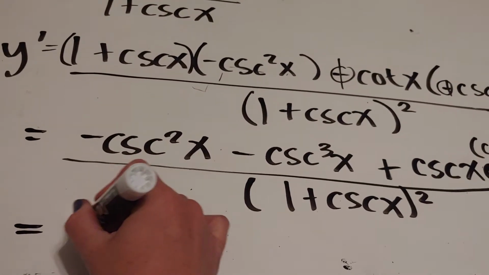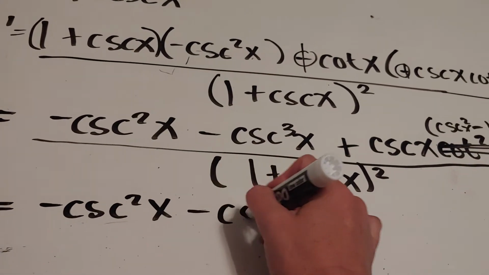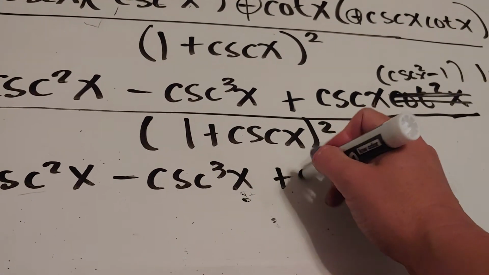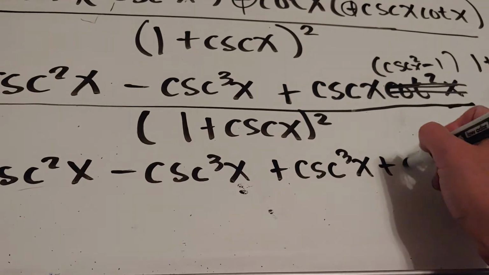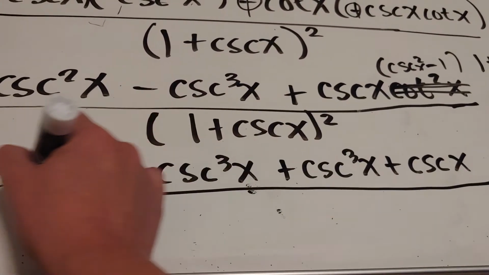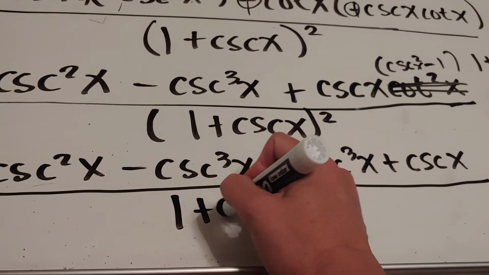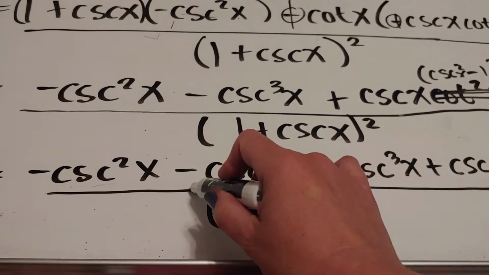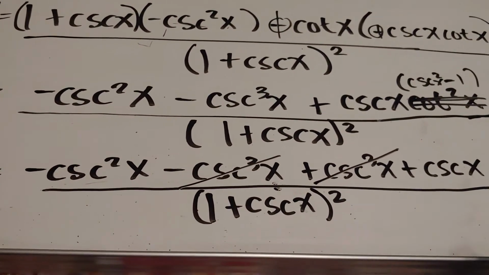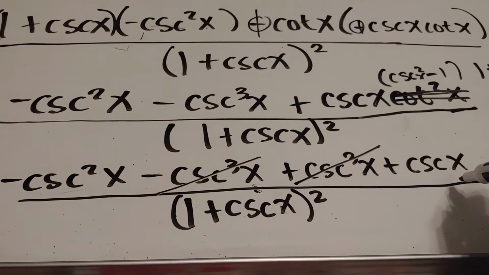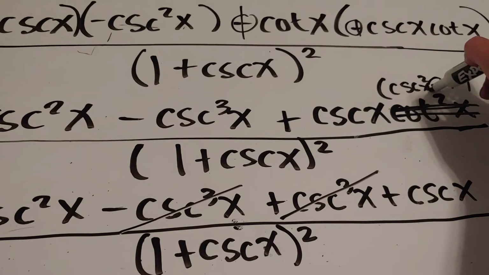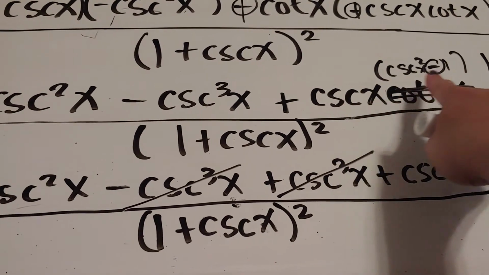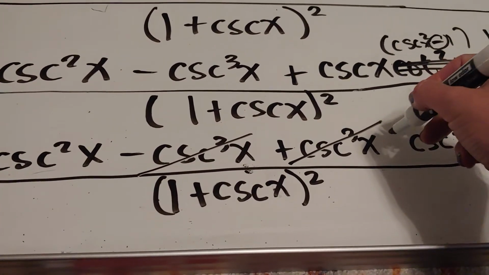Okay, so let's see. I've got negative cosecant squared x minus cosecant cubed x. Okay, I've got this cosecant times this guy, so I'm going to have a plus cosecant cubed x plus cosecant. All right, this is looking pretty good. This guy, bye-bye. All right, now this one, oh, hold on a second. Did you catch that? It's a minus. Cosecant cubed, that one was fine. Cosecant times my minus. Woo. Okay, that's going to be important.